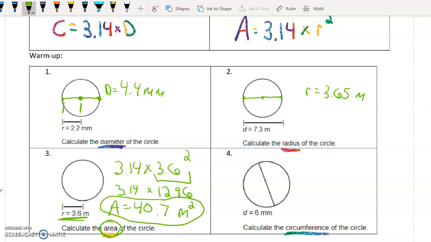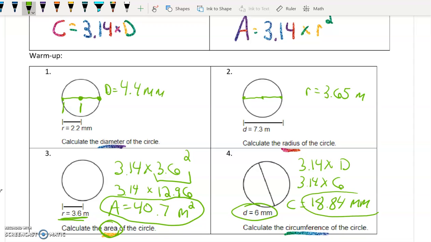Then we go into the next example. The next example asks for circumference. So my circumference formula is 3.14 times diameter. Conveniently, I do have my diameter in this problem, so all I have to do is 3.14 times 6, and you get your final circumference to be 18.84. Again, if you wanted to round that to just 18.8, that's fine. Don't forget your units. That's millimeters. And this one is not squared because circumference is not two-dimensional, it's one-dimensional.